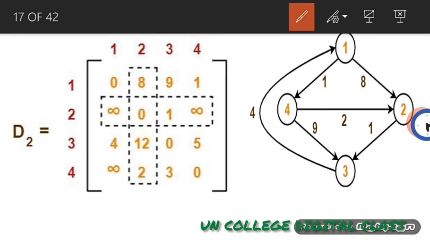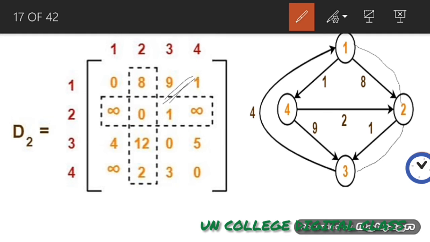Okay, and 1 to 2 is 8, it is a direct connection, and 1 to 3 is now 9. How? Here what we have used, 1 to 3 is 9. Now we are moving 1 to 2 and from 2 to 3. In this way we are moving 1 to 3 by using the value 9. The weight of moving from 1 to 3 is 9. Okay, then 1 to 4 is 1, that was initially present.